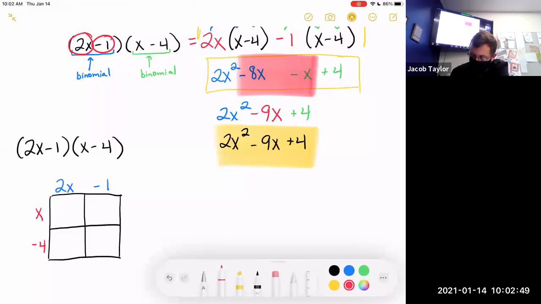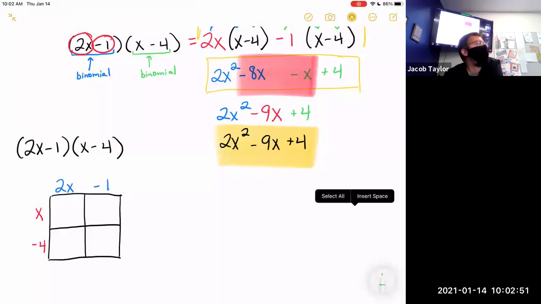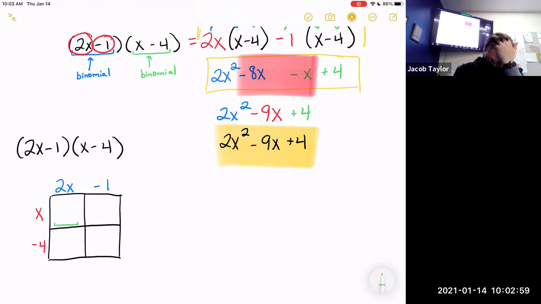Now, the way I fill in the squares is exactly the same as the way you fill in your Punnett squares in your biology class, which is that in order to fill in this square right here, the top left square, I do 2x multiplied by x. 2x times x is 2x squared.